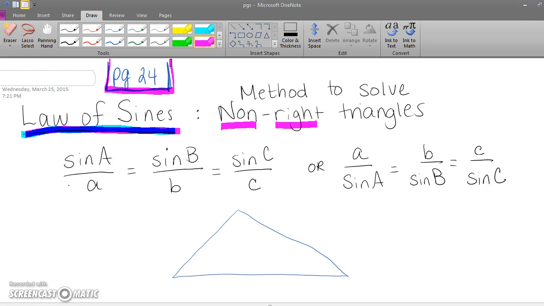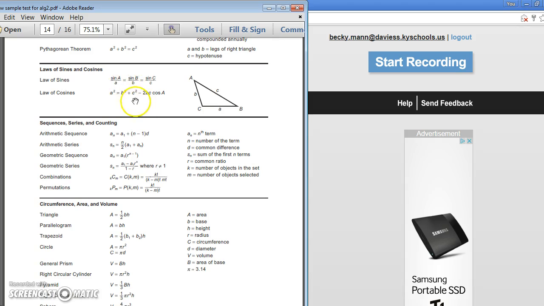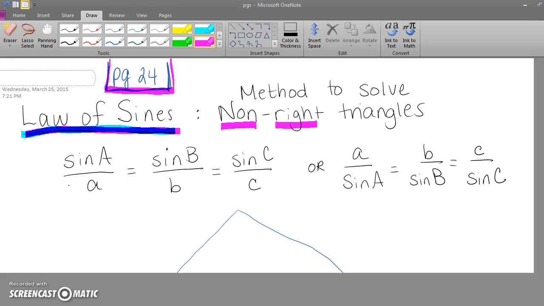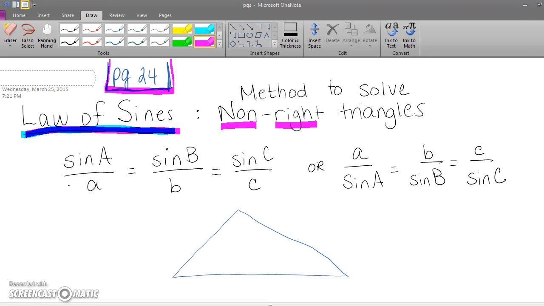The formula is given to you. It's actually on your formula sheet. On your formula sheet, you will see the law of sines right here along with law of cosines, which we'll talk about on Friday. What we have is basically two versions. This is what's on your formula sheet.